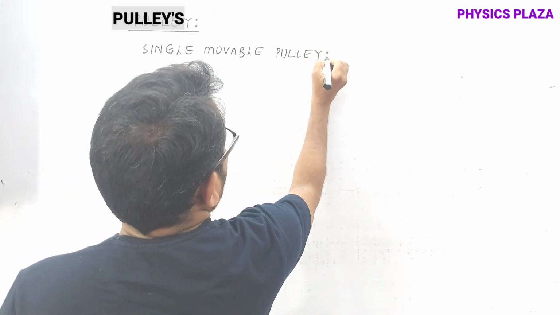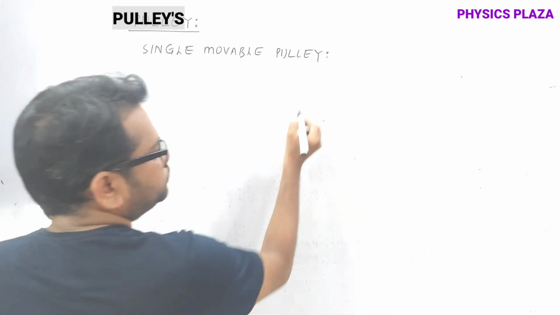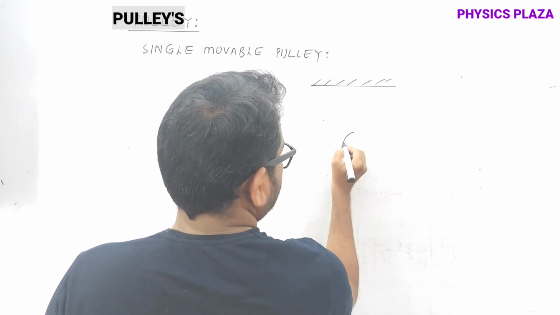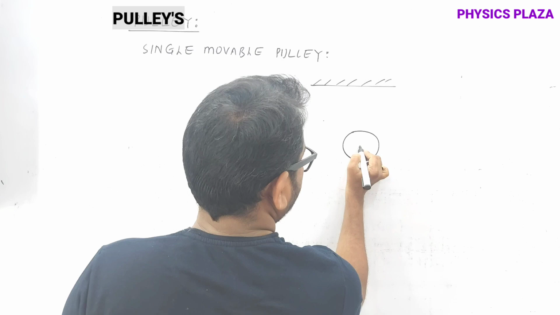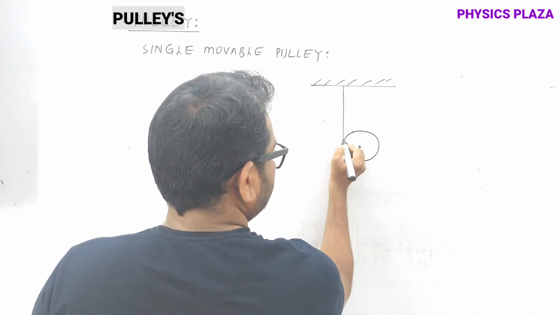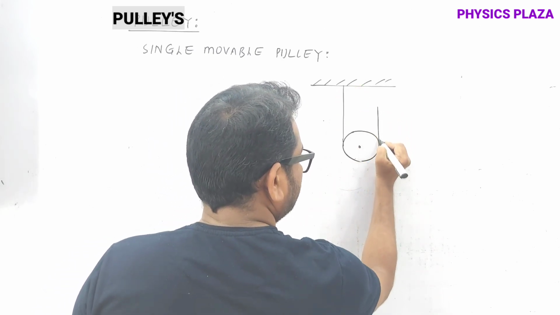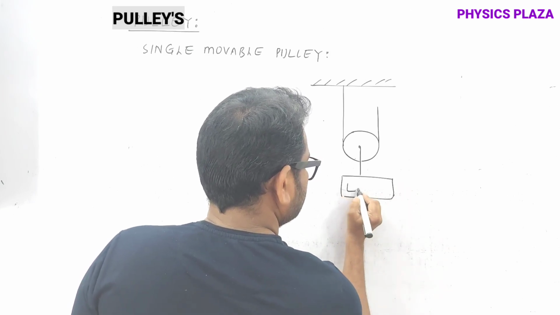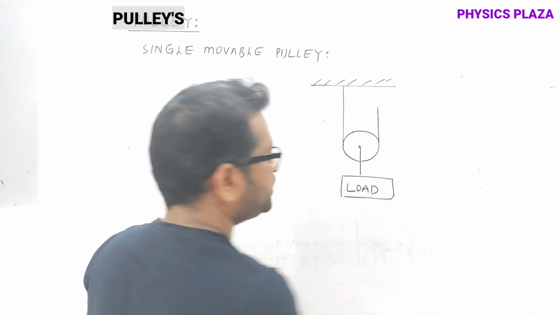Single movable pulley, children. So now let us see here. If we can make a diagram, it will be very easy for us to understand. Let us say here is a pulley. This is the rope which is passing over it, and this is one end. Here the load will be. Fine, children.